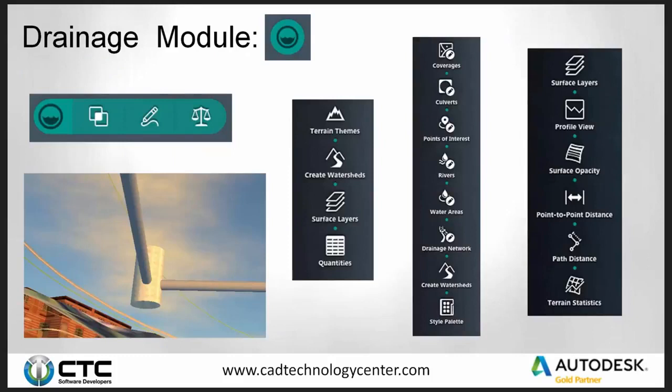Drainage module just was in preview in the past and became a full-blown module in the 0.3 release, or recently. No, it came in as a 0.2 release. But you'll see I have terrain themes, surface layers. Again, they're in both. Create watersheds. That's nice. I have the ability to say, hey, here's my watershed. I can set the perimeter of each watershed.